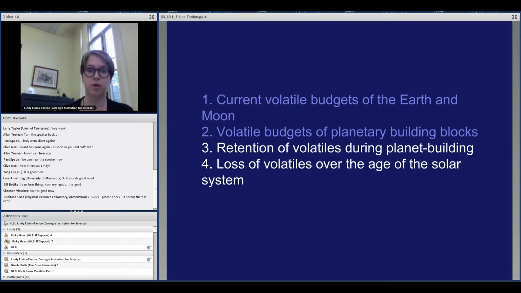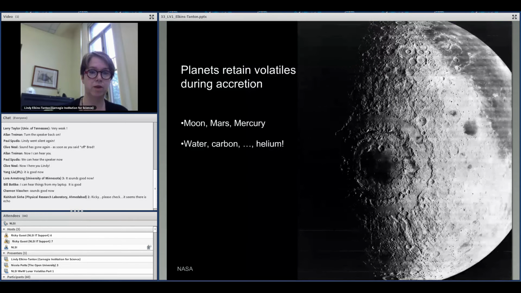There's some very nice work going on right now about atmospheric stripping and these kinds of questions, and this is definitely a direction that a lot of us need to work more in. So let me just talk mainly about number 3 here, retention. So the big message here is that planets retain volatiles during accretion, even during giant accretionary impacts.